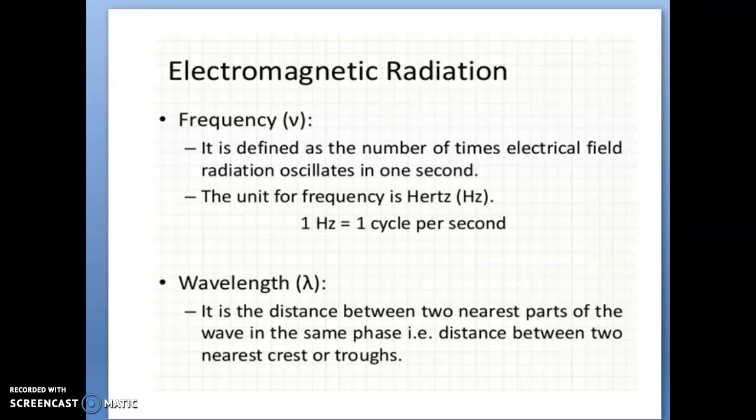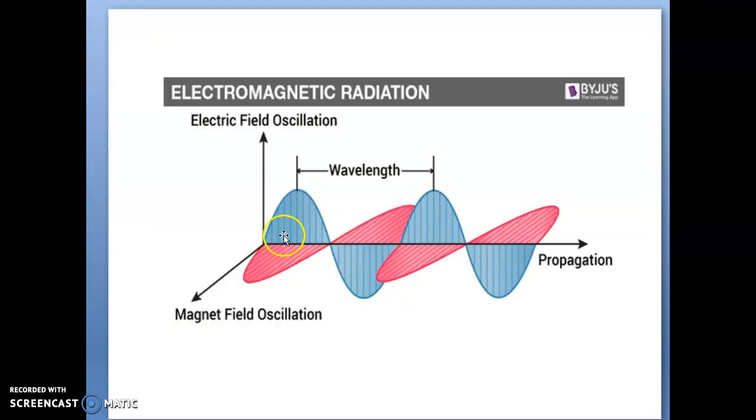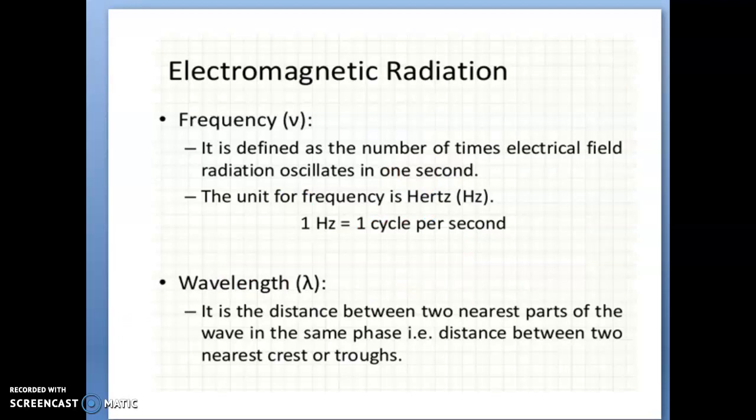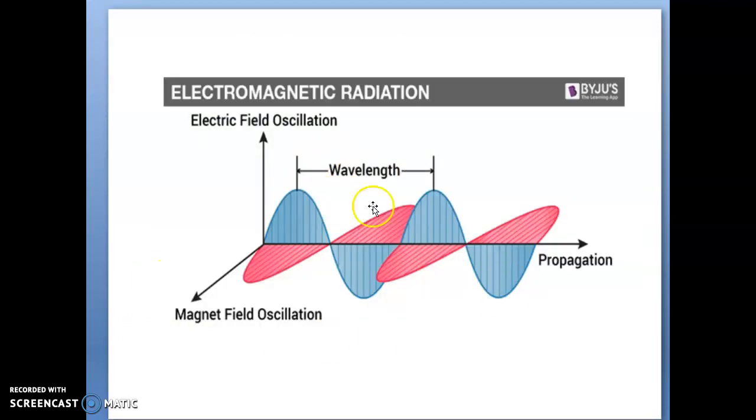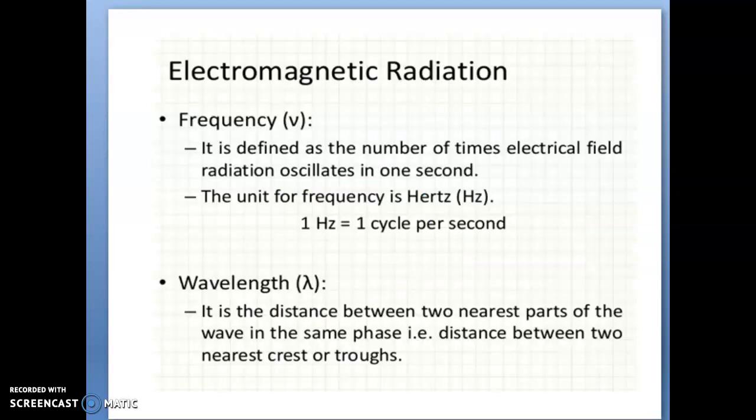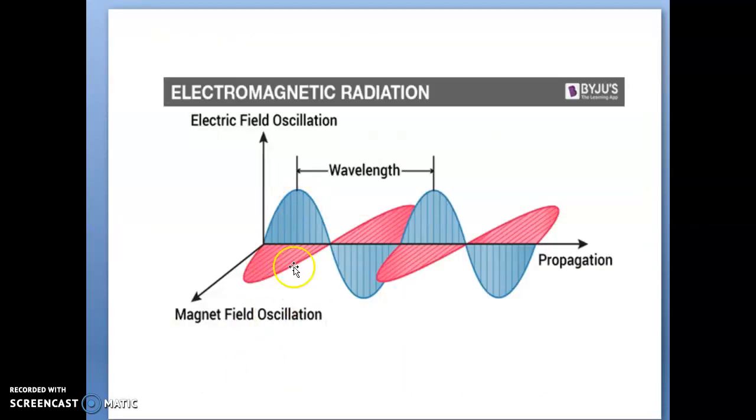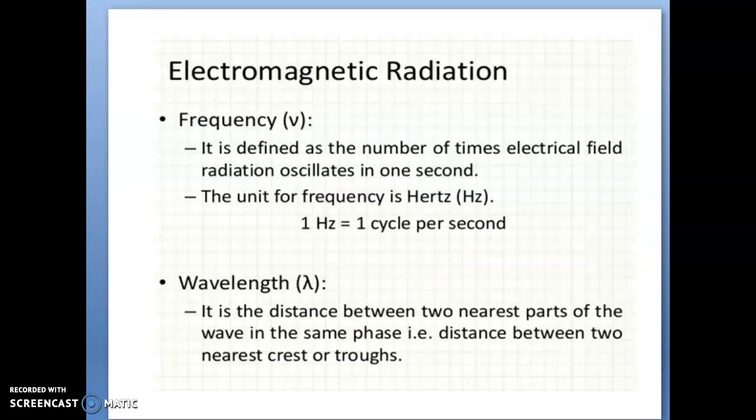While considering electromagnetic radiation, the first fundamental term we have to know is frequency. What is frequency? It is defined as the number of times the electric field oscillates in 1 second. You can see that the electric field and magnetic field are oscillating. The number of oscillations in 1 second is known as frequency. The unit of frequency is hertz.